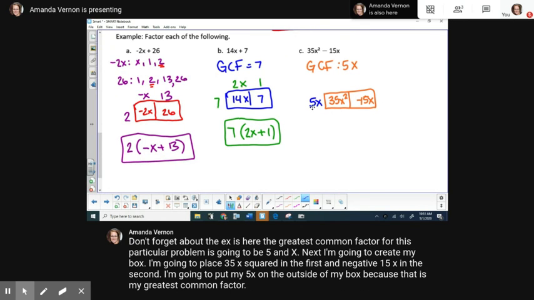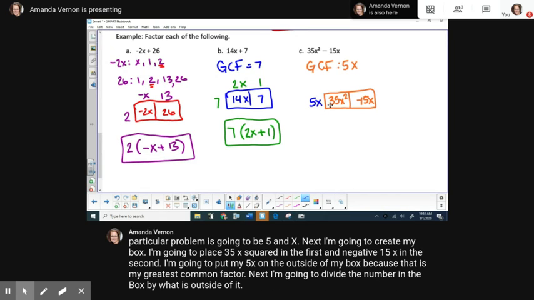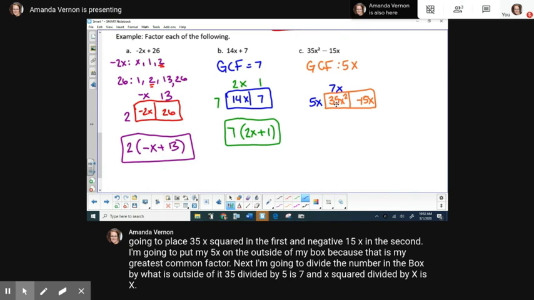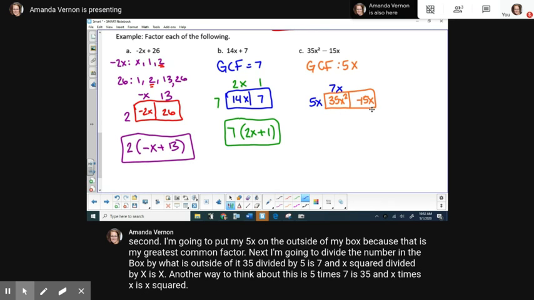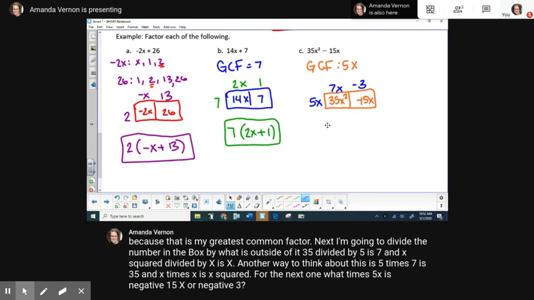Next, I'm going to divide the number in the box by what is outside of it. 35 divided by 5 is 7, and x squared divided by x is x. Another way to think about this is 5 times 7 is 35, and x times x is x squared. For the next one, what times 5x is negative 15x, or negative 3? The final answer here is 5x times 7x minus 3.